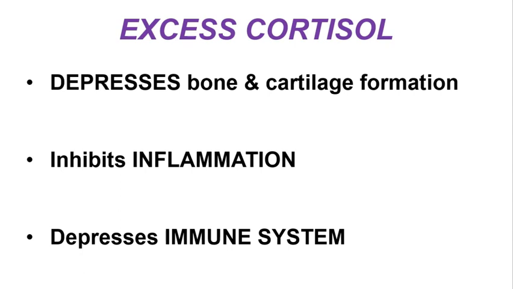Excessive or elevated levels of cortisol depress bone and cartilage formation, as the hormone does promote the breakdown of proteins in these structures, as well as the skeletal muscle, in order to use those amino acids for energy. Cortisol also functions to depress the immune system and also inhibit inflammation, which is why cortisone is usually prescribed in order to reduce inflammation and inflammatory responses by the immune system.